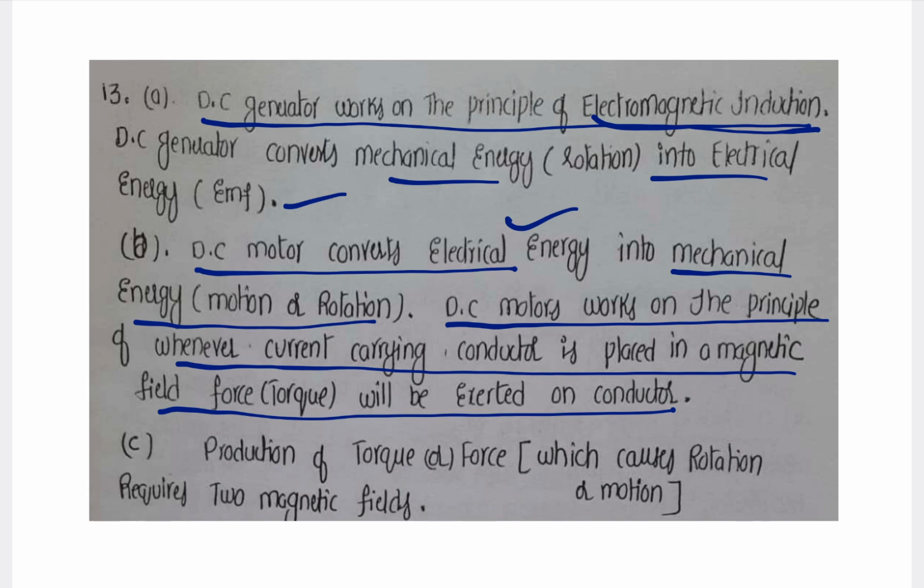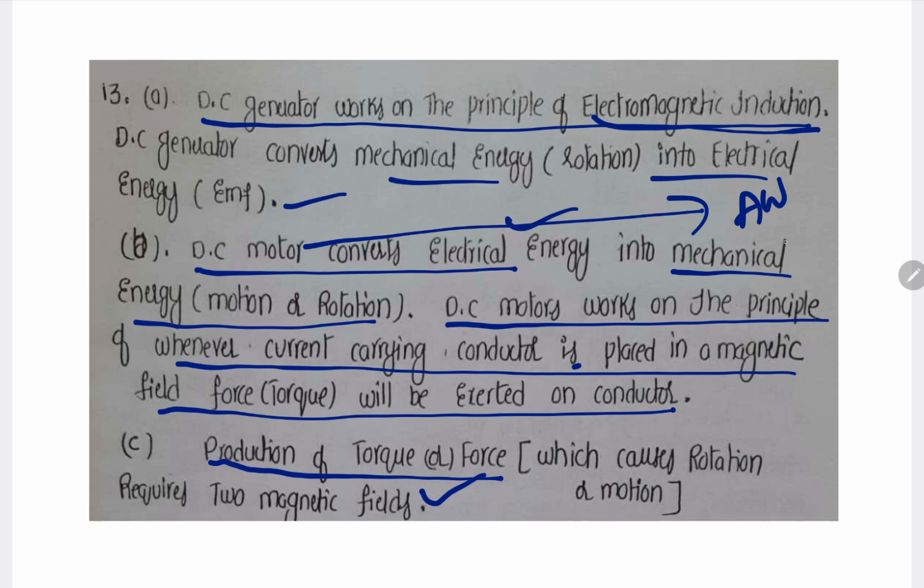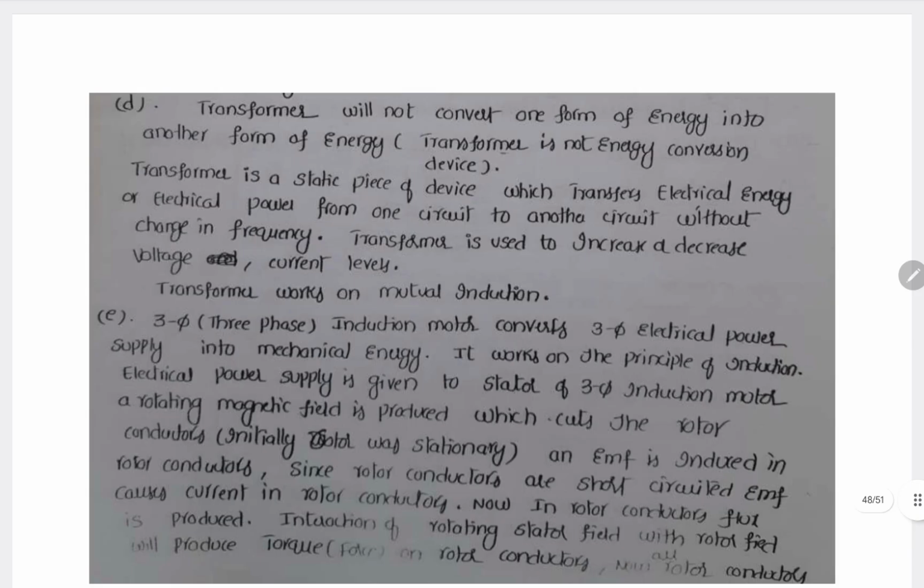Here the force is nothing but torque. To have a force or a torque, we need two magnetic fields. In a DC motor we have the armature winding and the field winding. The armature winding produces armature flux, and the field winding produces field flux. Because of these two fluxes we get the force or torque.